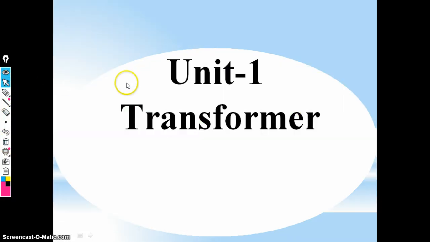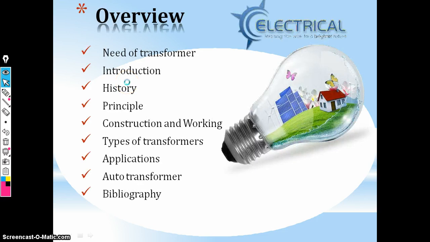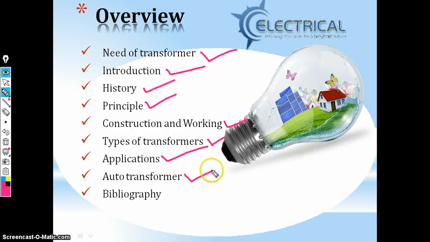Okay, now unit 1 is transformer, and the overview of unit number 1 covers the need of transformer, then introduction, then history, then working principle of transformer, construction and working, then types of transformer, applications, then the concept of autotransformer, and the last one is the bibliography, that is called references. Now these are the contents of transformer basics and transformer types.